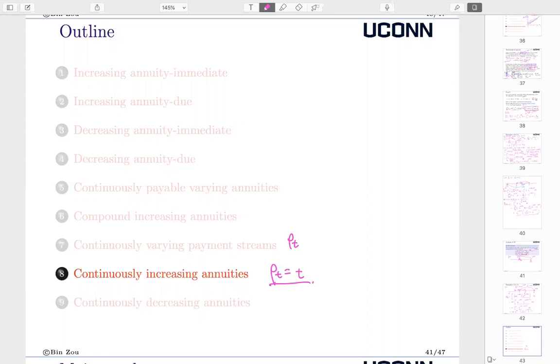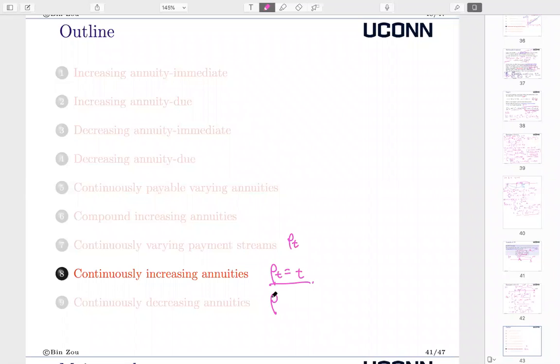This is a linearly increasing function. It goes from 0 as the initial point, and then it increases linearly. At time 1, the payment rate is 1. At time 2, the payment rate is 2, which matches what we studied earlier on. But remember, in between, say at time 0.5, the payment rate would be 0.5, not 1, although at time 1, the payment rate is 1.